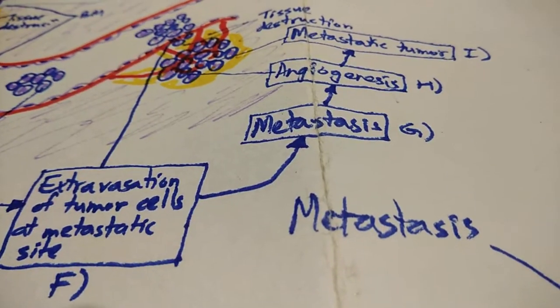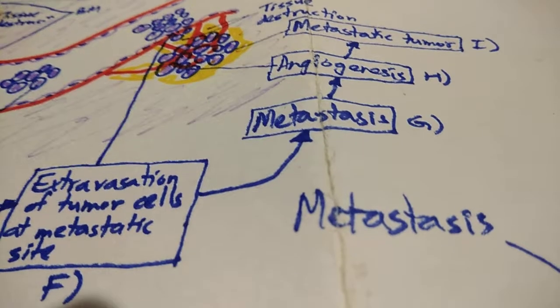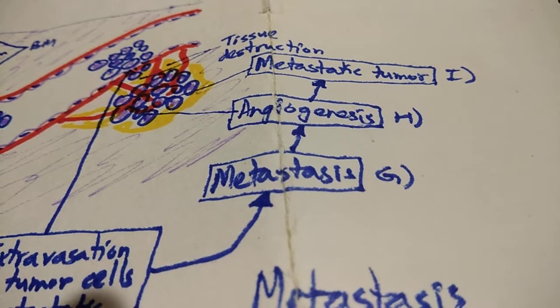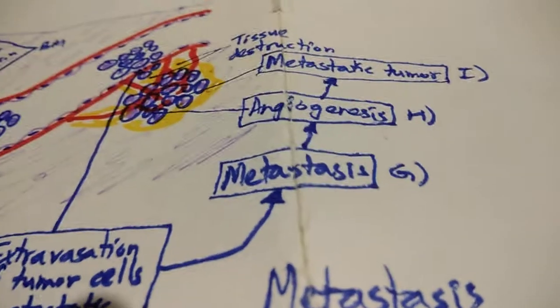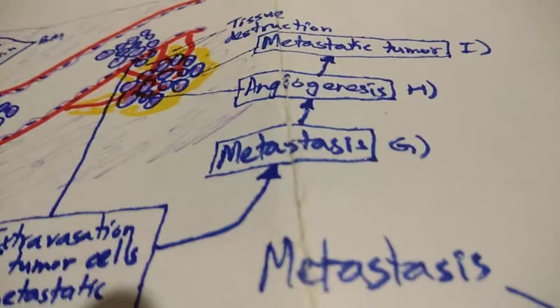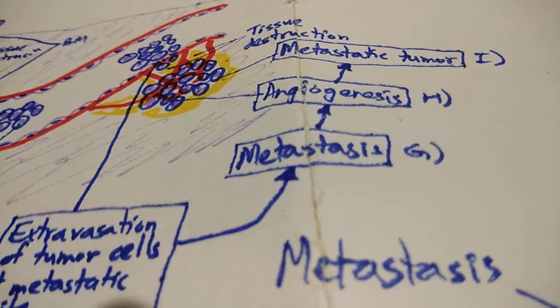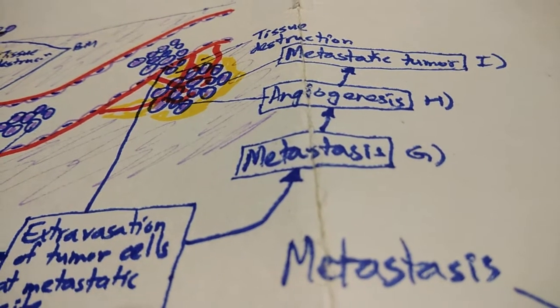However, this new metastatic tumor causes angiogenesis by secreting growth factors. So there's eventual tissue destruction in the neighboring tissues. However, there's increased capillary formation to the tumors, causing increased blood supply. This is how the metastatic tumor eventually grows.